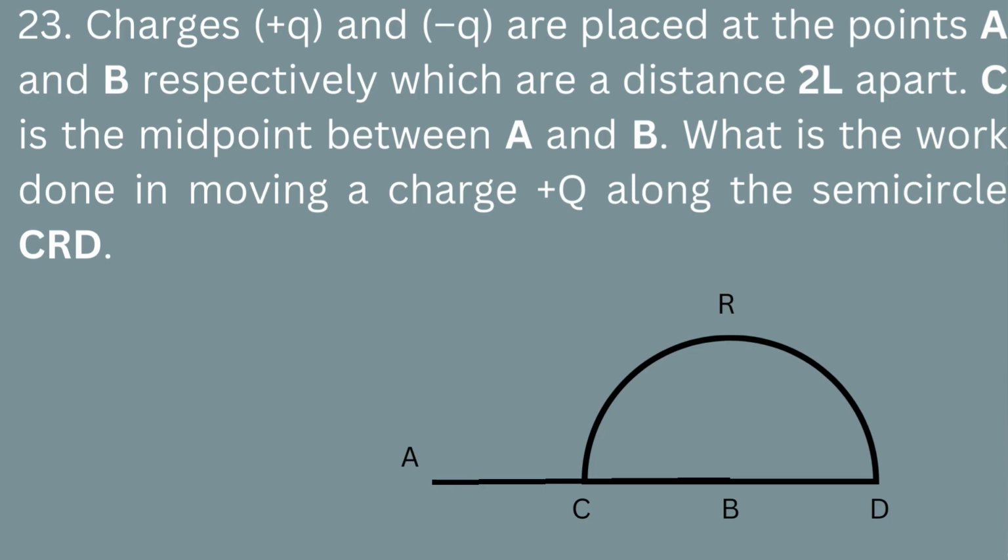Question number 23. Charges plus Q and minus Q are placed at the points A and B respectively, which are at a distance 2L apart. C is the midpoint between A and B. What is the work done in moving a charge plus q along the semicircle CRD?